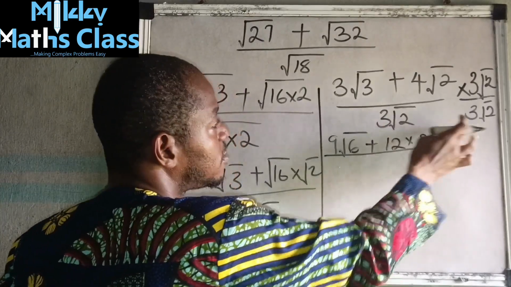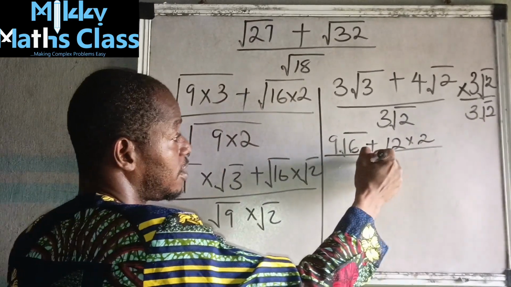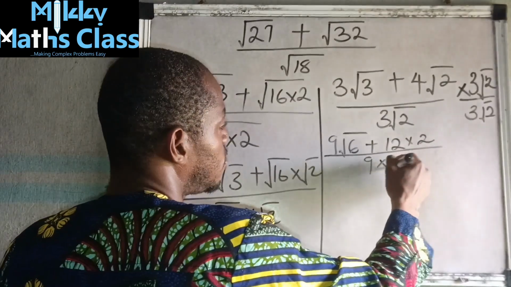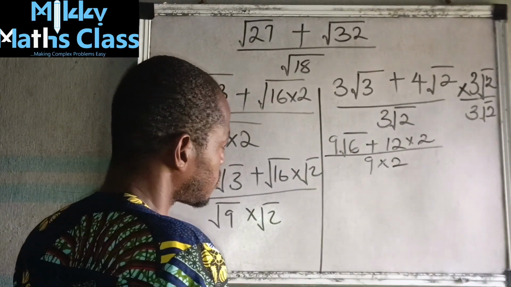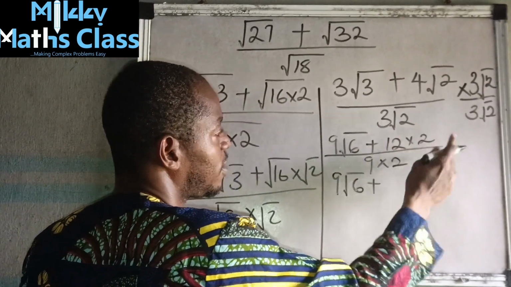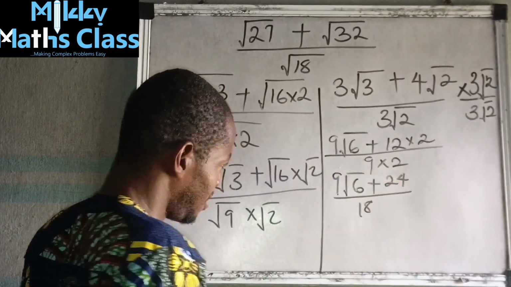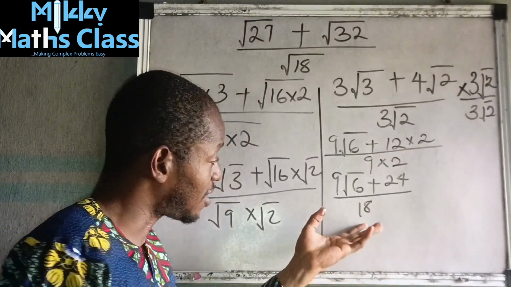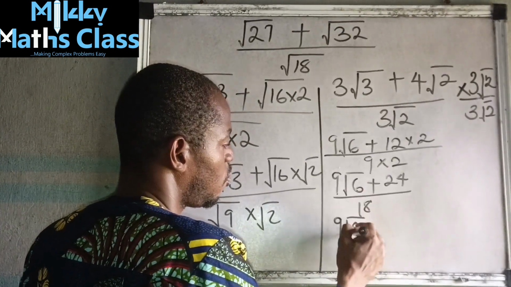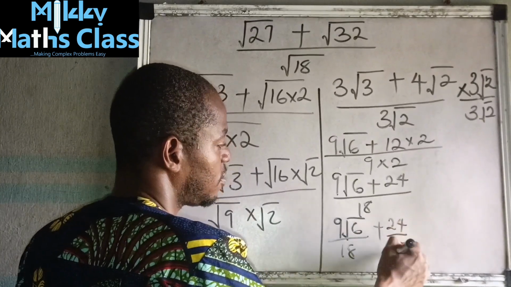Now for the denominator, 3 times 3 is 9, times root 2 times root 2 again, which is 2. So 9 times 2 is 18. So we have 9 root 6 plus 12 times 2, which is 24, over 9 times 2, which is 18. Now something can divide, so you can split it. This is 9 root 6 over 18 plus 24 over 18.